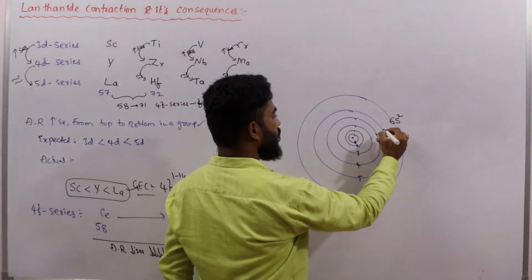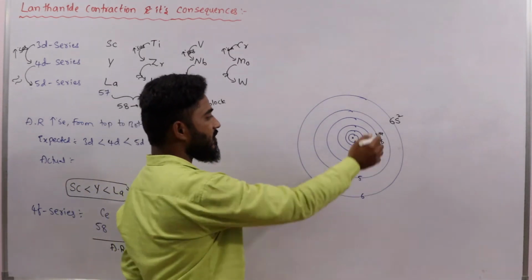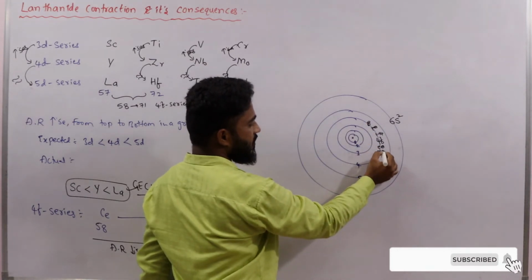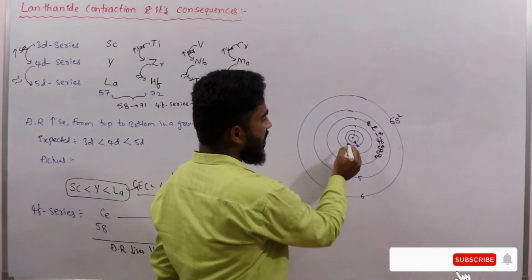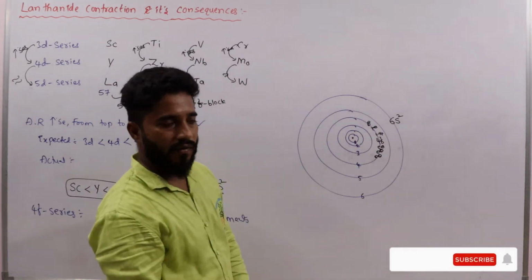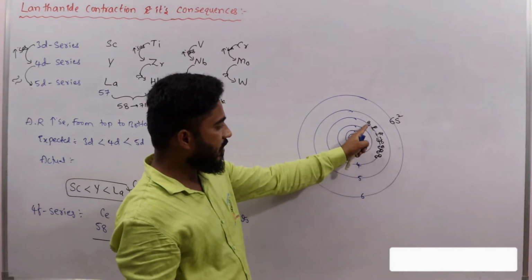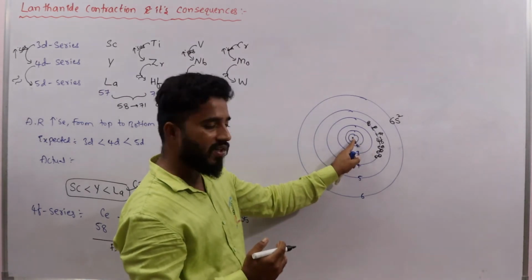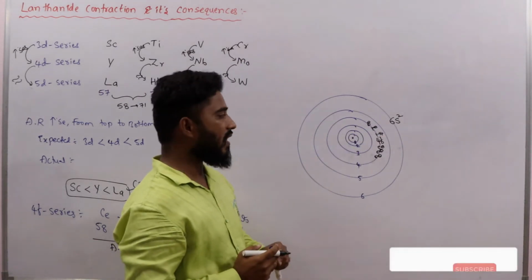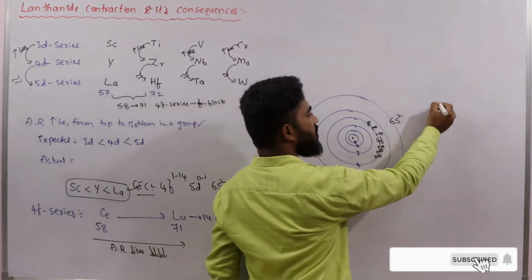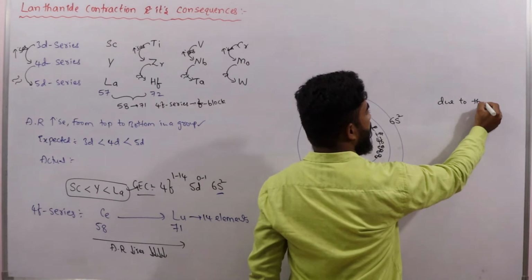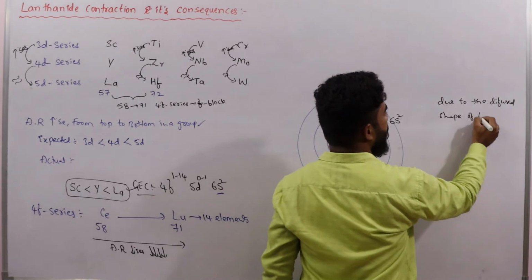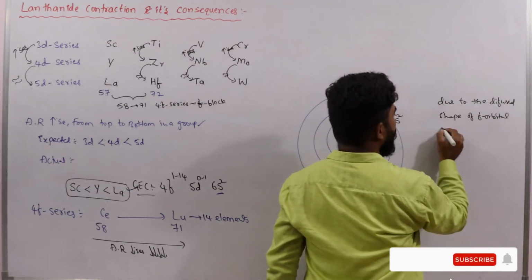So here 4f1 to 4f14. When this 4f orbital is filled with electrons, what will happen? It should screen the nuclear attraction on the outermost electron. When inner electrons in the 4f orbital increase, it should stop the nuclear charge, the nuclear attraction, on the outermost shell. But what will happen here? Due to the diffused shape of the f orbital, it has poor shielding.